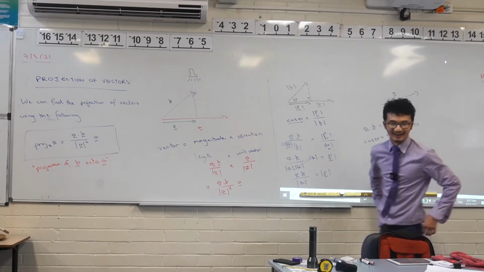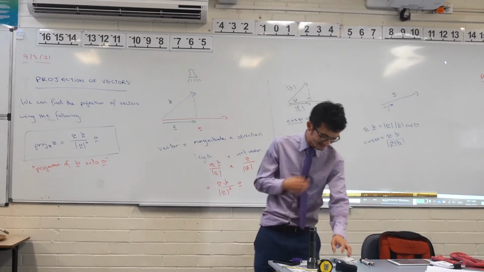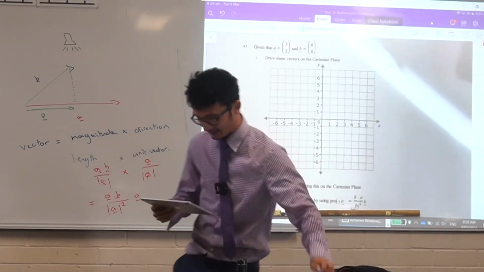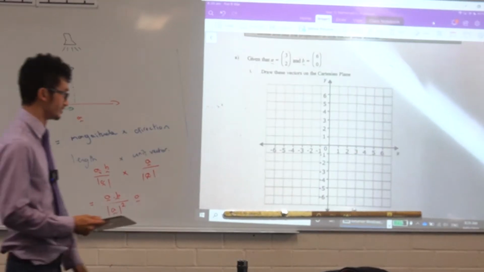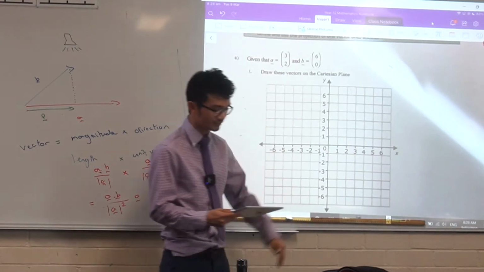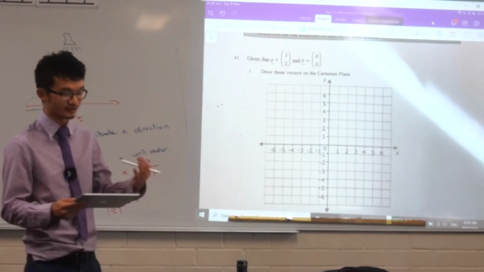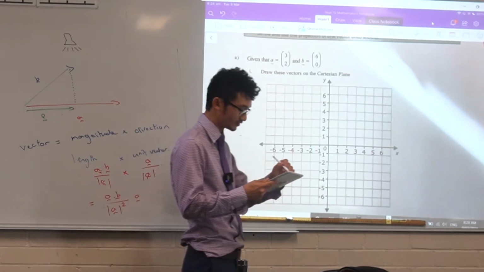That's right. What's the first question on there for you? Given that A is 3, 2 and B is 6, 0, draw these vectors on the Cartesian plane. Why are we doing this? Well, I want to emphasize that it's really important to see what these look like visually, right? So let's draw these out.